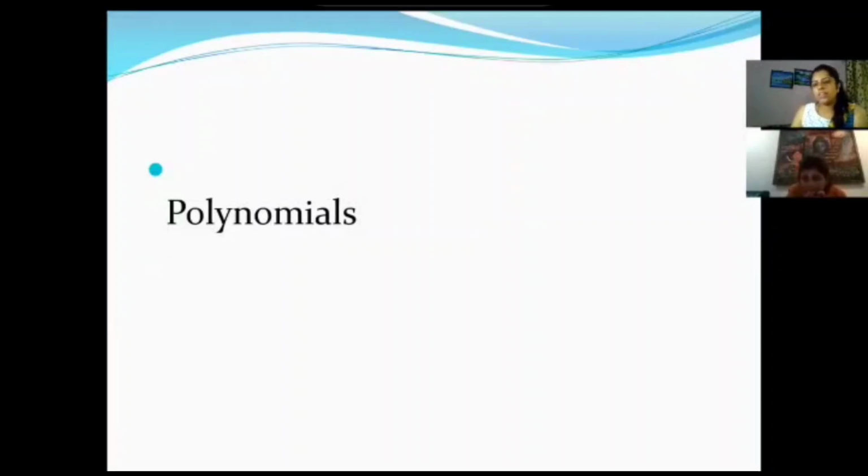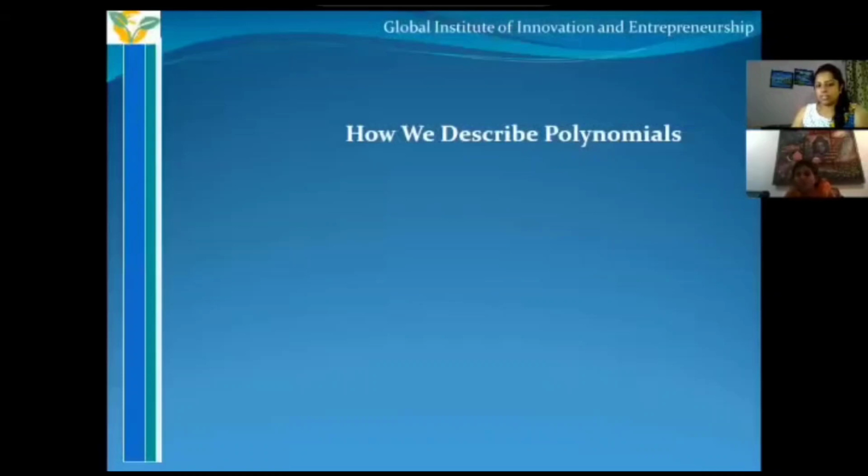So why do we have to study this concept of like terms and unlike terms? We have to study this because addition and subtraction in algebraic expressions is possible only if we know about like terms and unlike terms. So today let's start with the topic, what? Polynomials. So how do we describe polynomials?